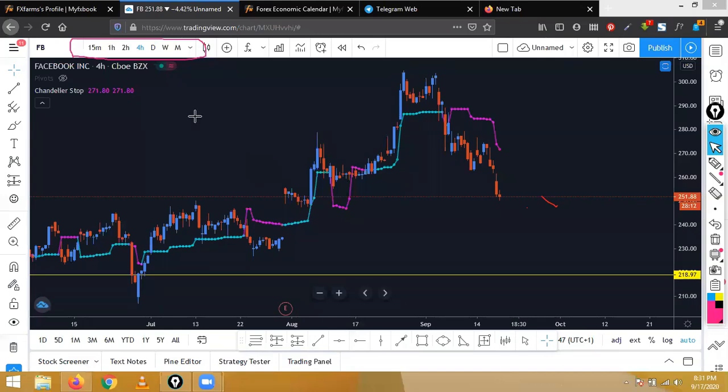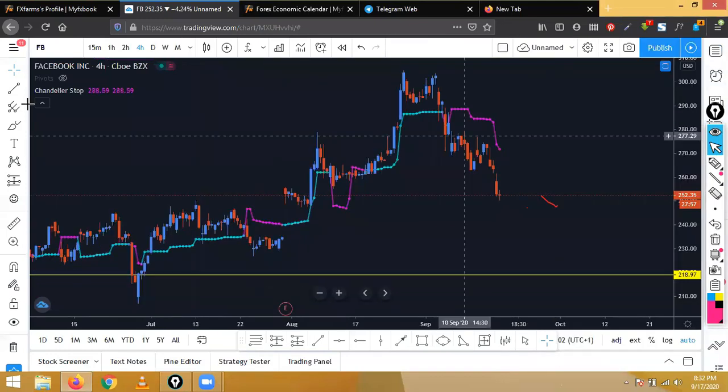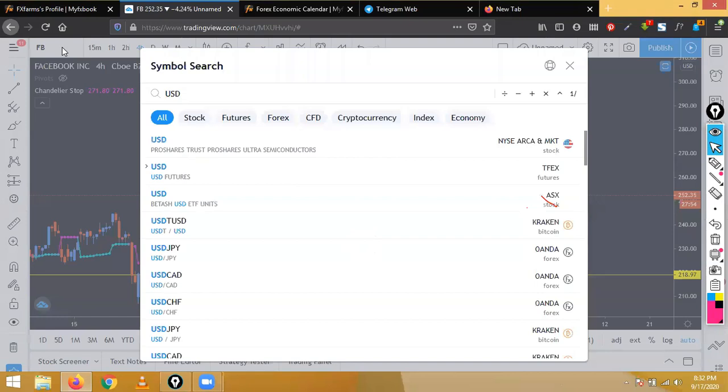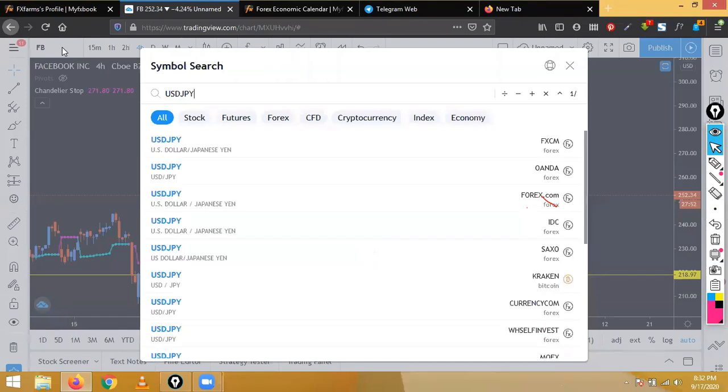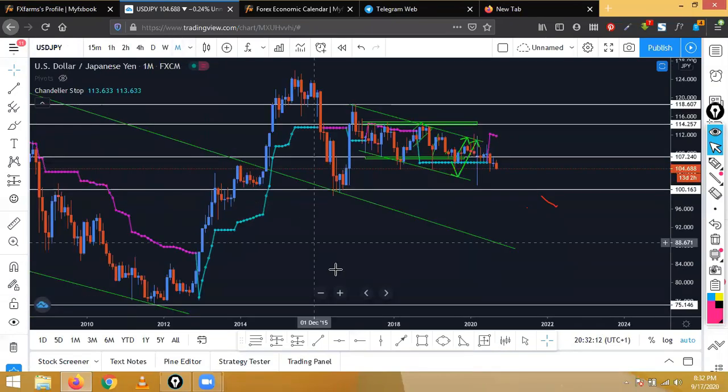Let's look at USD. I've not been trading USD since the beginning of this year, so it's not on my watch list. This is my watch list. These are all the pairs I have on my watch list, the pairs I've been trading this year. So I need to find it. USD. Right, so this is the USD monthly chart, with the Chandelier stop.